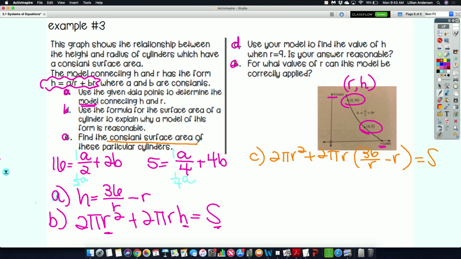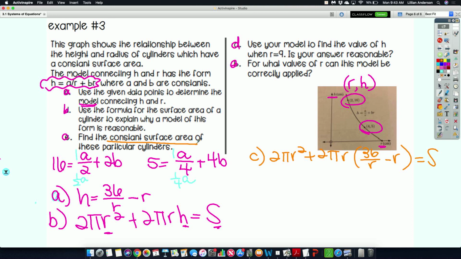And it doesn't matter which one I use because it should be constant, so it should be the what? What's another word for constant? The same. So you can either pick 2 and plug it in to get the surface area, or you can pick 4 and plug it in.